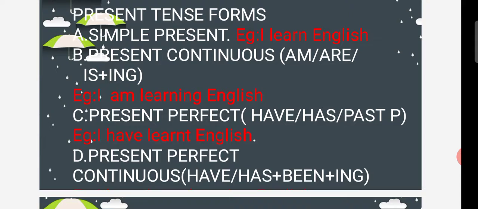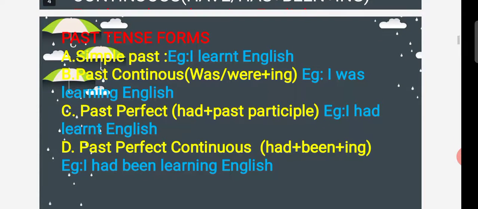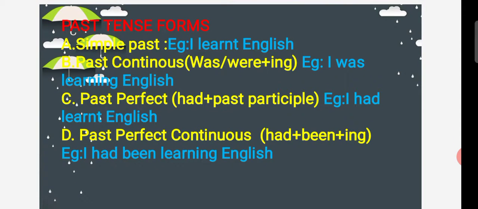So you should keep in mind the formula of the present tenses: simple present tense, present continuous tense, present perfect tense and present perfect continuous tense. Let us move on to past tense forms. So simple past, same sentence in simple past. Now you should see that the verb should be in the past tense. So I learnt English.